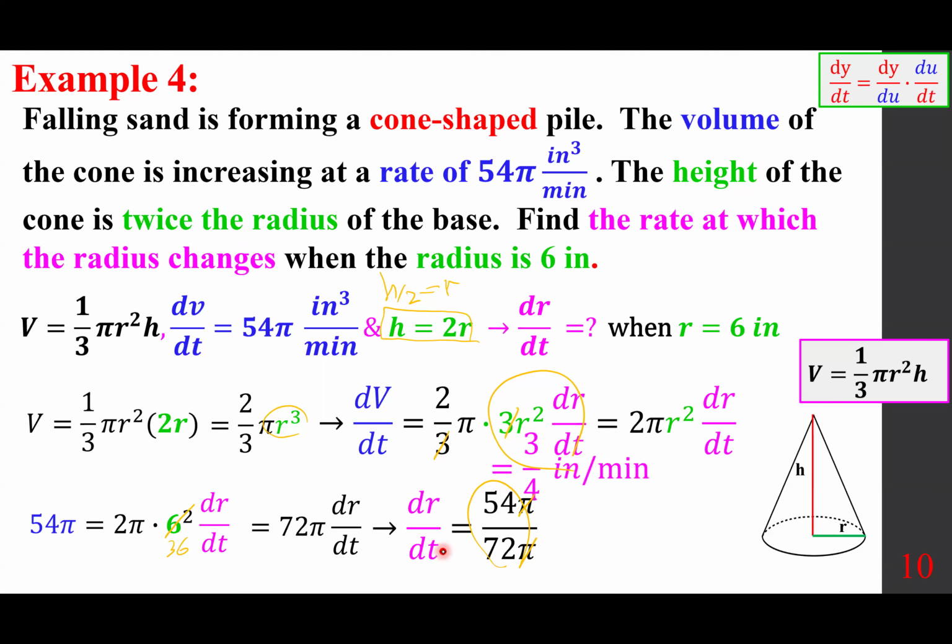an inch per minute. Bear in mind, this was cubic inches. Now, of course, if you write here, instead of 6, write 6 inches quantity squared, and instead of dr/dt, instead of 54 pi, write cubic inches per minute, you see that it works out. So whatever you do to numbers, you do to units, and it works out. dr/dt is 3/4 of an inch per minute. Again, I highly recommend that you try to find dh/dt as well.